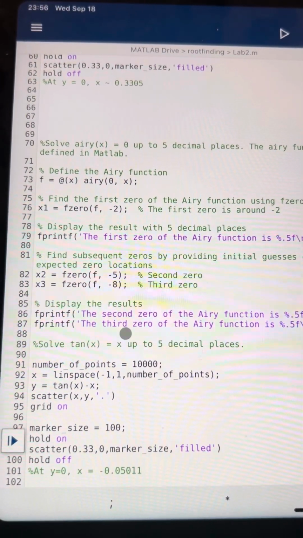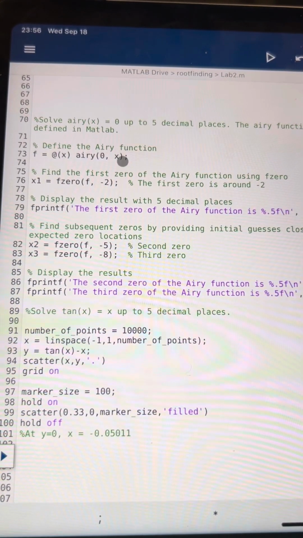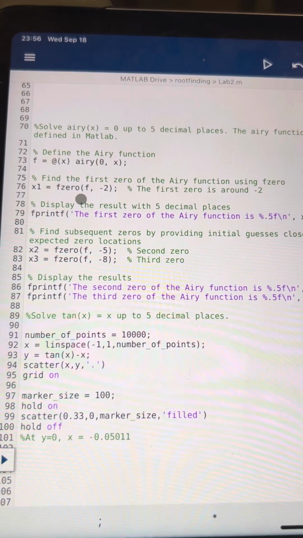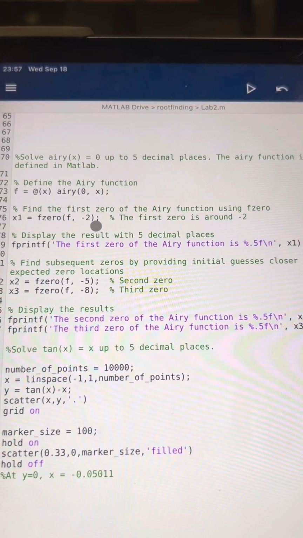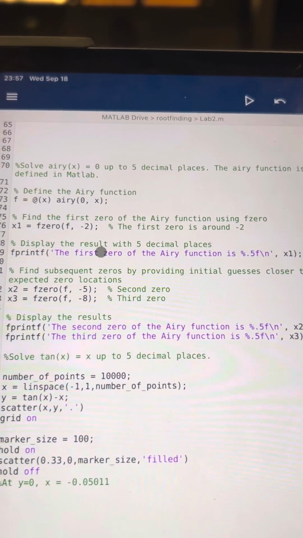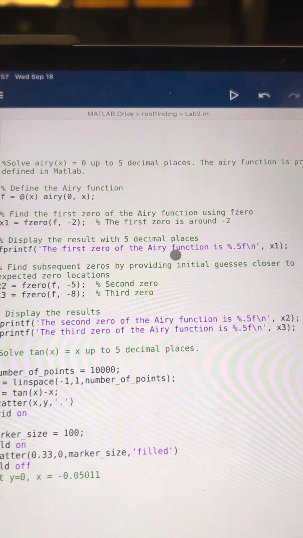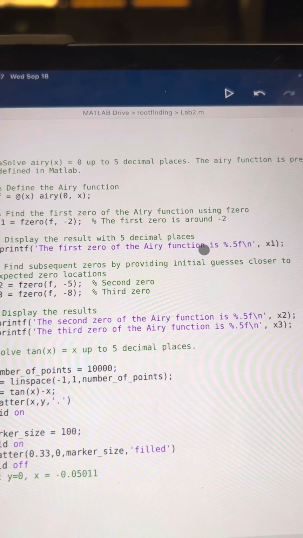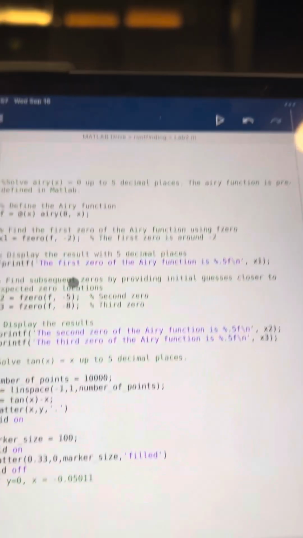And then for part 5, for this function, we define the array function, and I used this right here. And then we use the f0 function to guesstimate where the first zero of the function would be, and I guessed -2. Then after that we were able to display the first result, and then we were able to find other zeros by finding closer guesses. So -2 wasn't specifically x is equal to 0, so I tried -5 and -8.